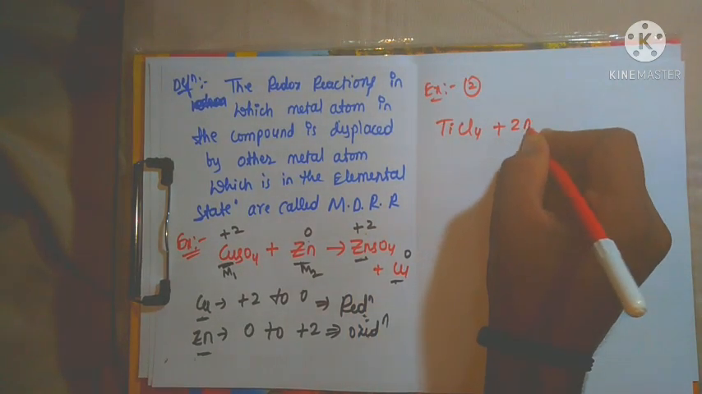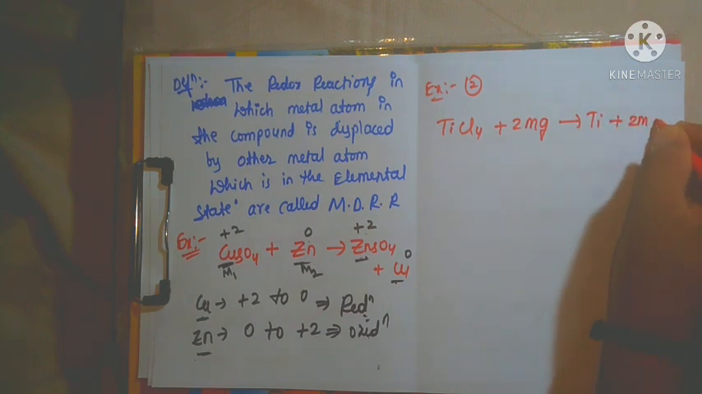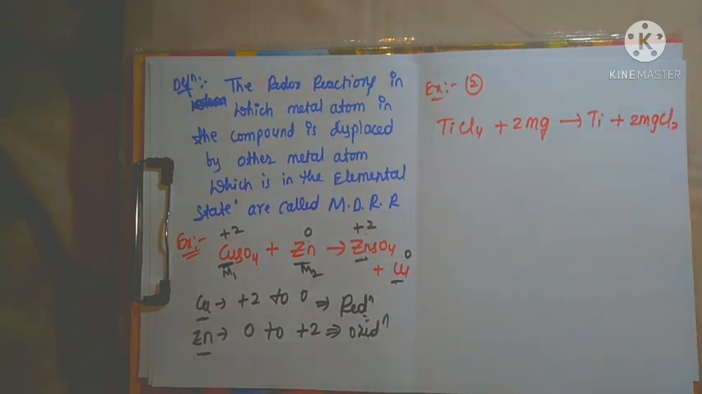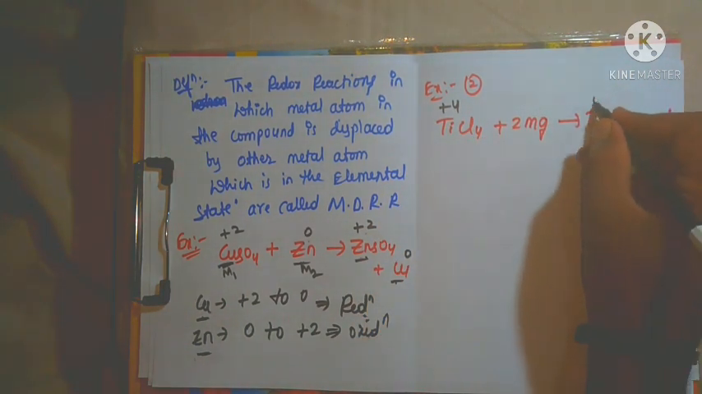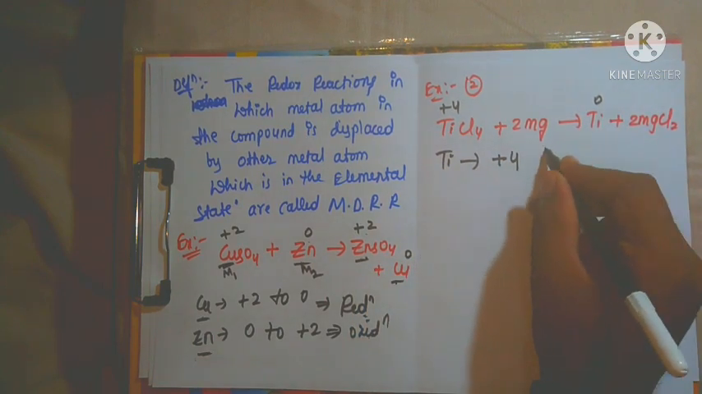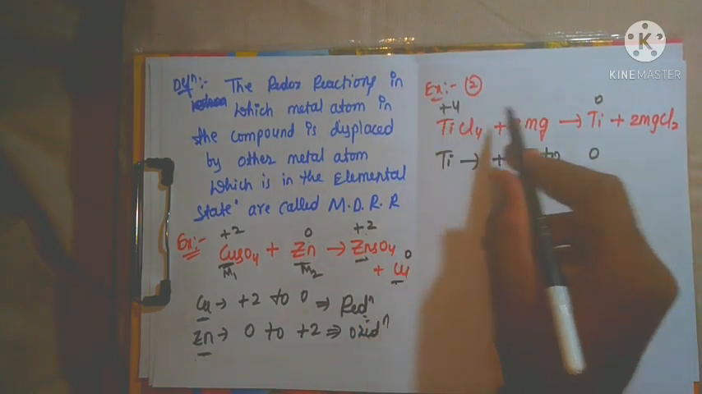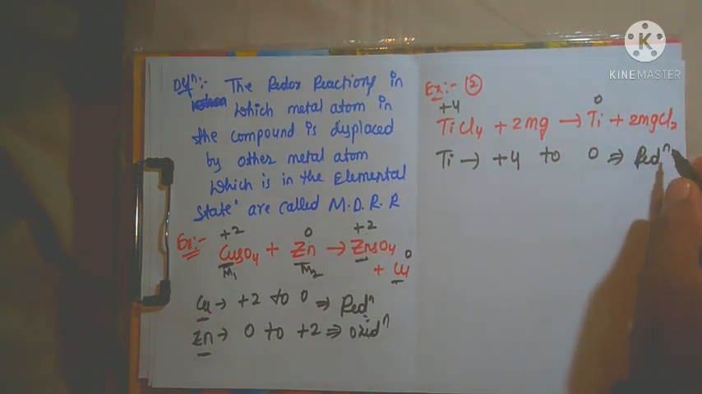TiCl4 plus 2Mg gives rise to titanium plus 2MgCl2. Now if you check the titanium oxidation number, in the reactant it is +4. In the product it is 0. The titanium oxidation number changes from +4 to 0, that is, the oxidation number is decreased. Therefore it is undergoing reduction.